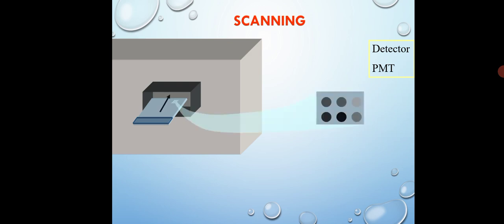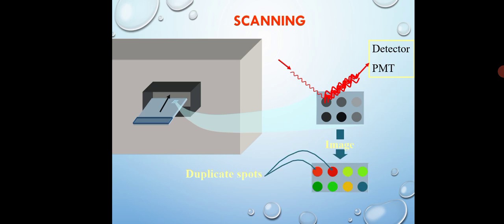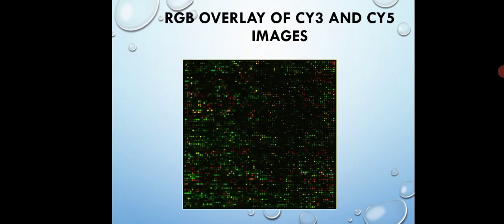So this is the technology, where they insert the chip into the scanner. So this is the binding. After binding, it emits a signal at particular spots that can be read by the scanner. So this is the overall image after hybridization between the cDNA and probes.